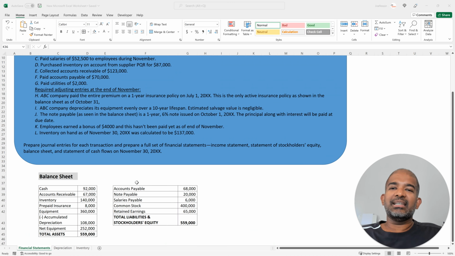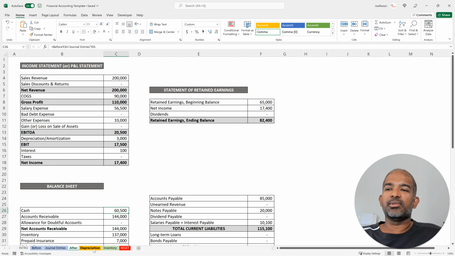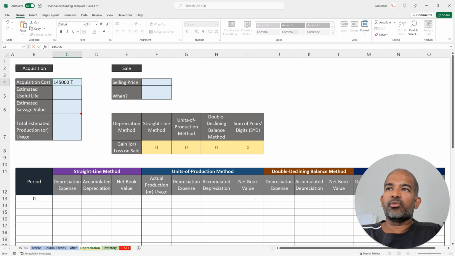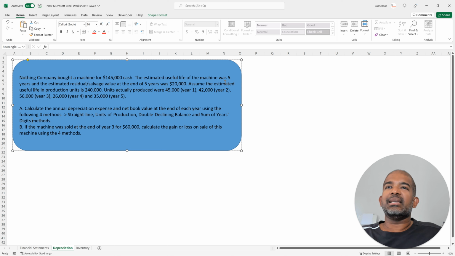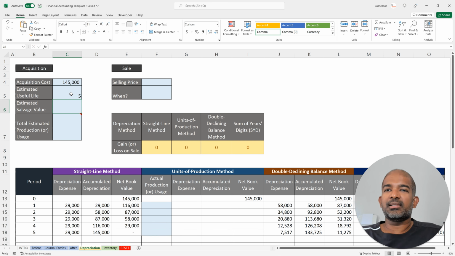Now let's look at the second exercise, which involves depreciation, and let's see how we can use the depreciation template we already have. Nothing Company bought a machine for $145,000 cash. So we're going to use the depreciation template. The acquisition cost is $145,000. The estimated useful life is 5 years, and the residual or salvage value is $20,000. Estimated useful life is 5 years.